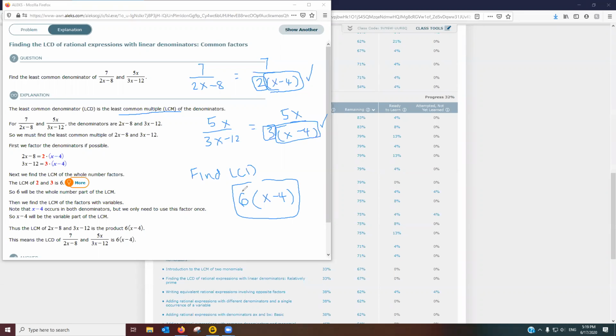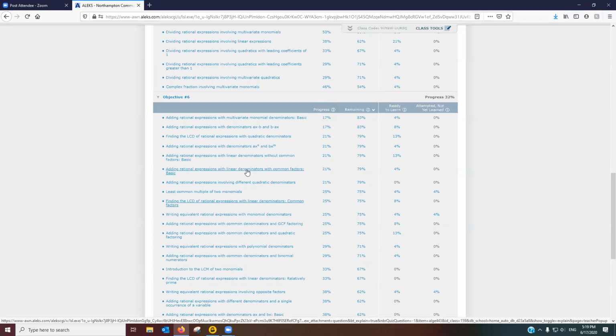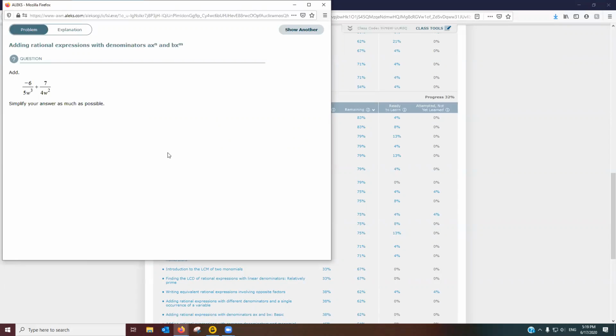So if I was going to add these two fractions, they're not asking me to do that in this problem. But if I was going to add these two fractions together, notice the denominators are not the same right now, so I couldn't add them. I'd need to find the least common denominator, and that's what we just figured out here. So this problem was intended to just give you a little practice with finding least common denominators. All right, let's go to, why don't we add some fractions that don't have a common denominator.